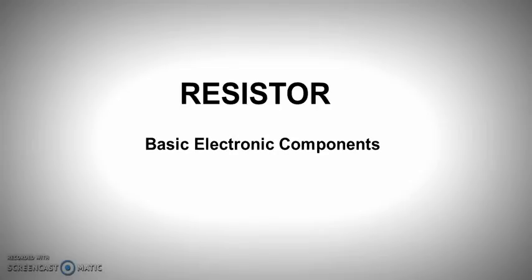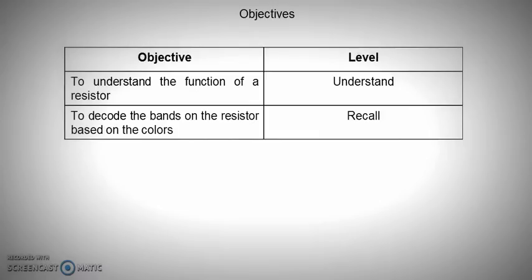How to read the color code of a resistor and know the function of a resistor. The main objective of this class is to understand the function of a resistor at the understand level, and to decode the bands on the resistor based on the colors at the recall level.